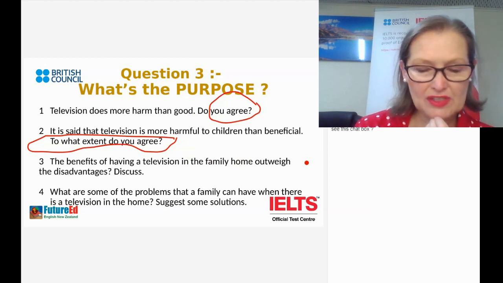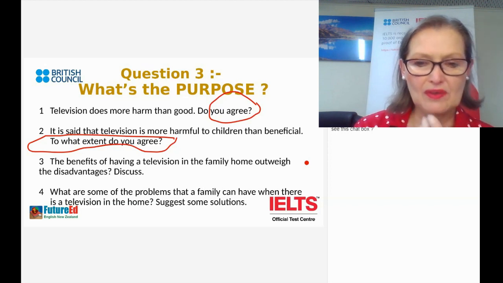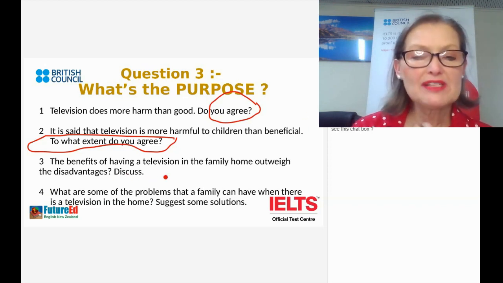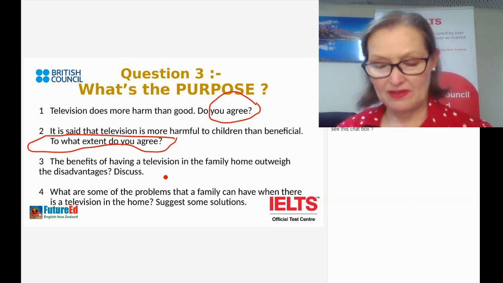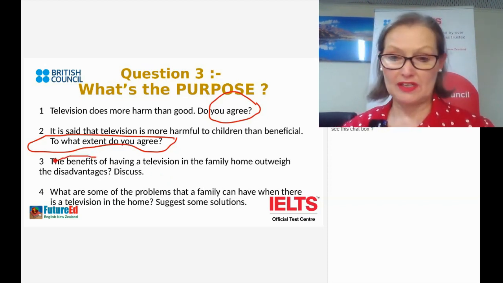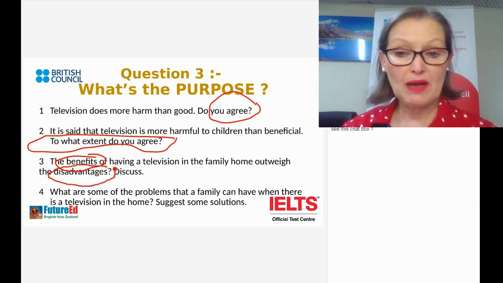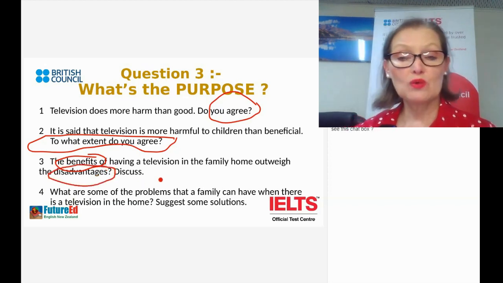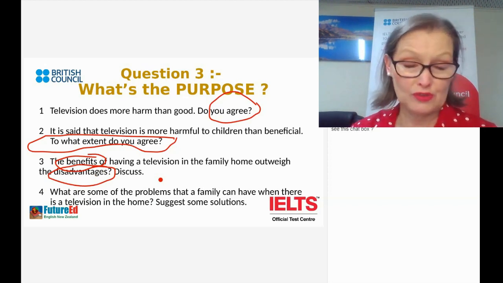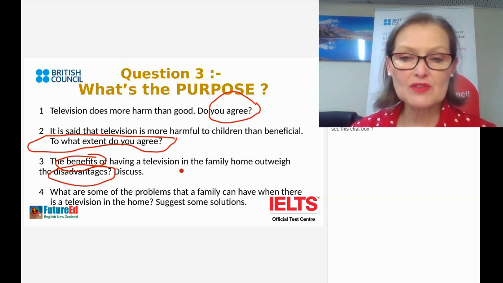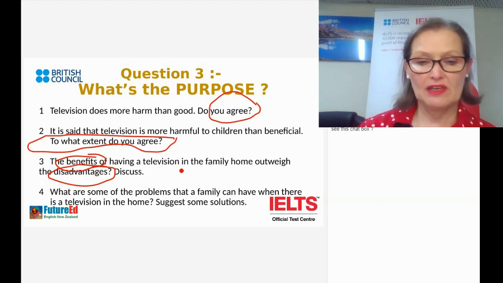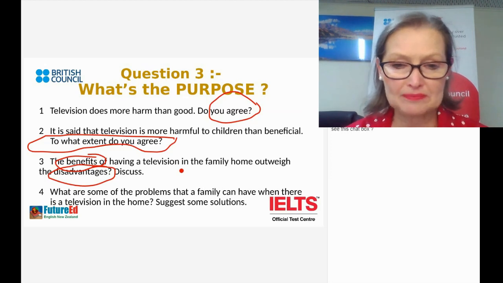Question number 2, what kind of essay must I write? Have a look at this question here. To what extent do you agree? That simply means how much do you agree? And once again, it's the same essay as number 1. You're just going to say how much you agree. Do you agree by 1 point to 2 points? Or do you disagree by 1 point to 2 points? So both number 1 and 2 are agree-disagree essays. Let's read question number 3.